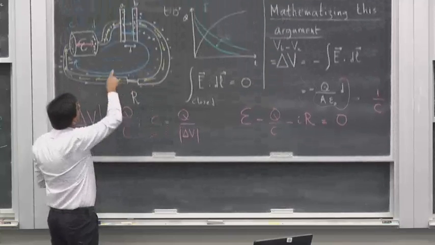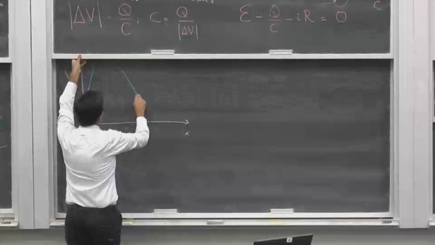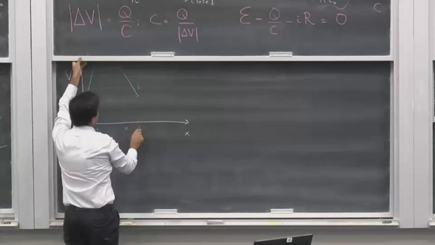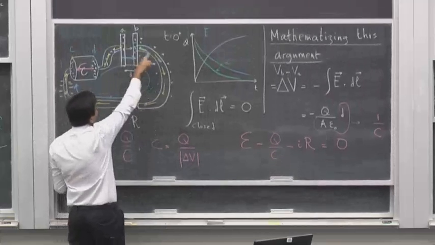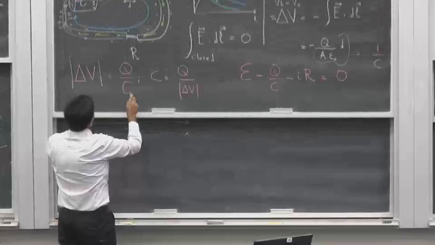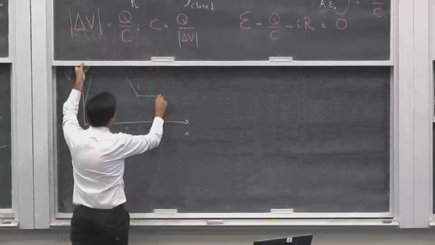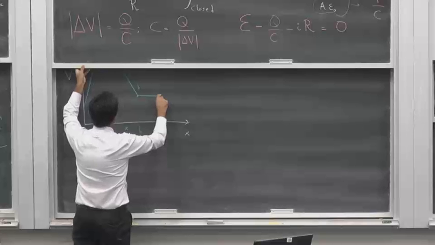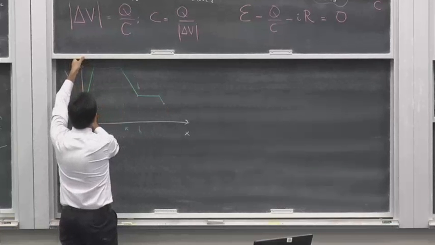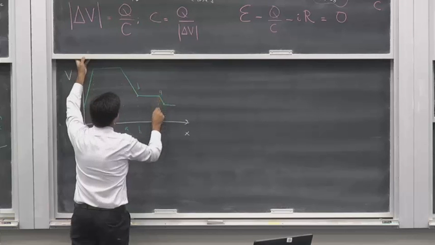Then it's going to drop inside the capacitor from A to B. This is B. Then it's going to remain constant in this piece of wire. This is point G, this is point H. Then it's going to drop sharply from G to H.